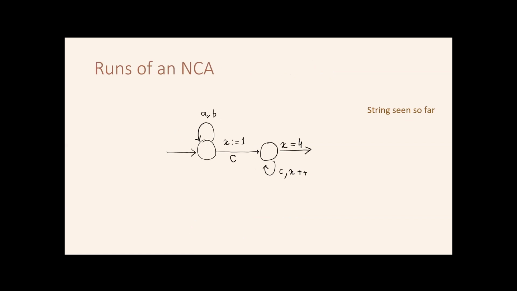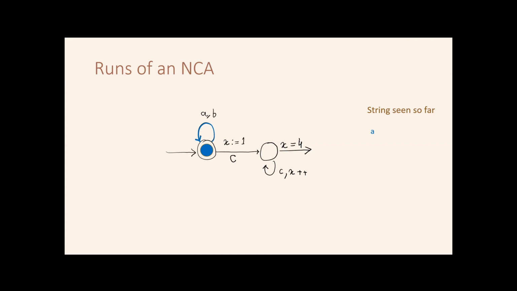So here I will try to demonstrate with an example how an NCA would actually match a string. I have the NCA from the last slide, and initially I have a token over here, because this is the initial state, and the string seen so far is just the empty string. We have not encountered any characters. Let's say we see the letter A. This transition, which I have highlighted with blue, is taken, and this token remains where it is.